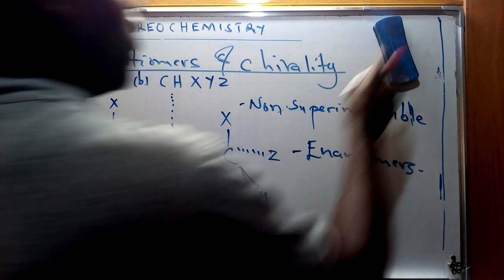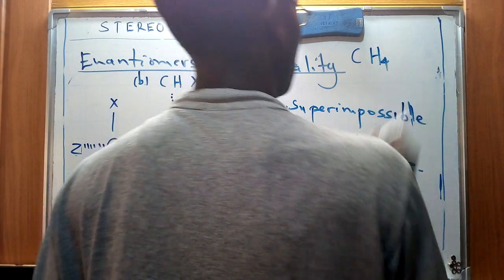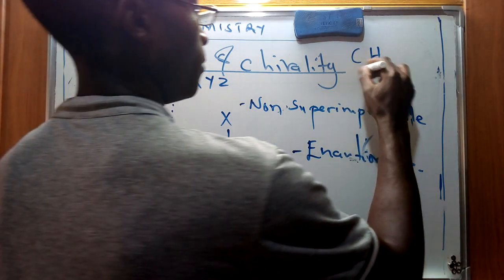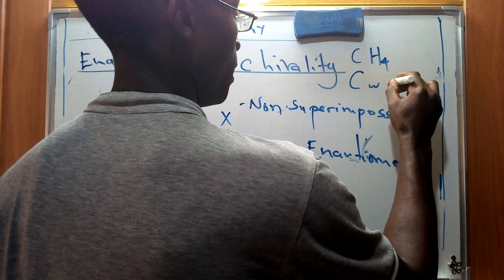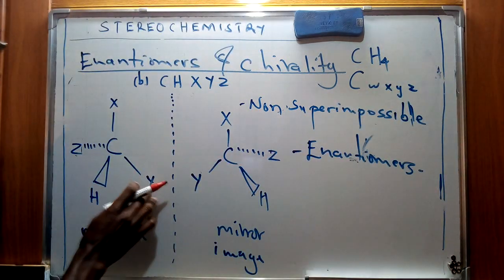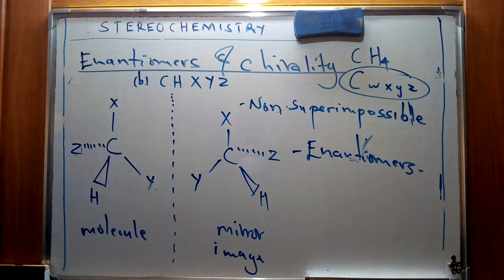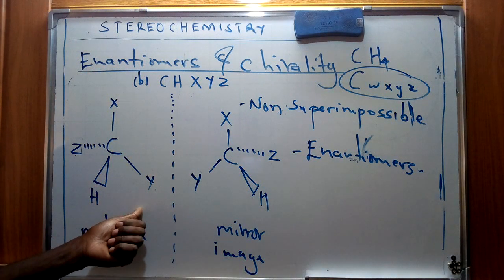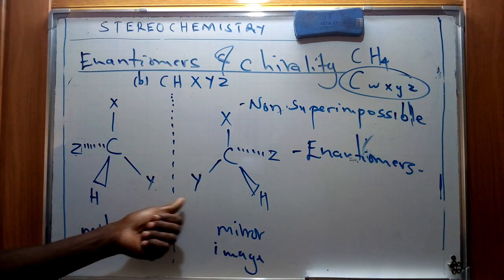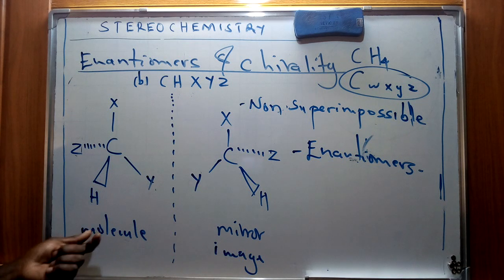Now, to give a general illustration, suppose we consider the case of a methane where we had 4 different substituents, W, X, Y, and Z, for these different atoms. We can give a general representation of a molecule that cannot be superimposed on its mirror image. Therefore, it is going to be referred to as an enantiomer.